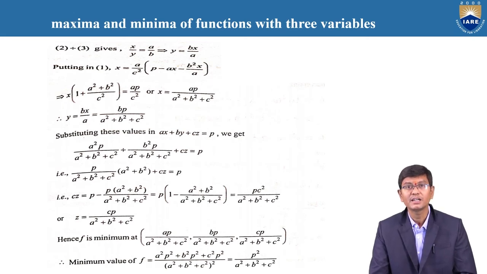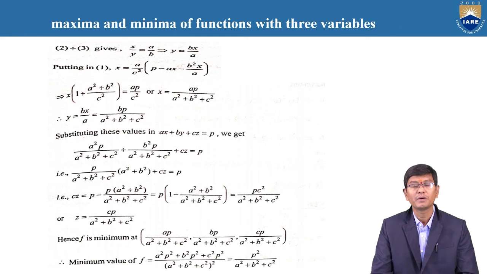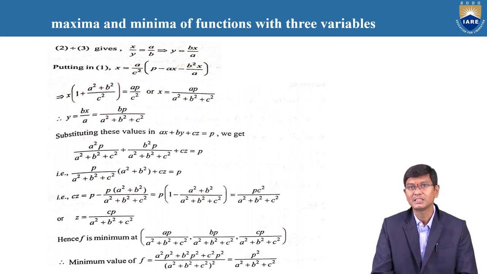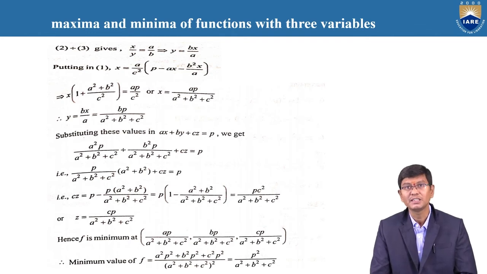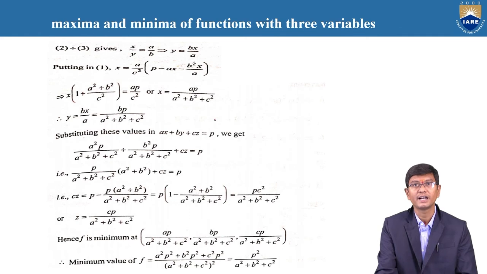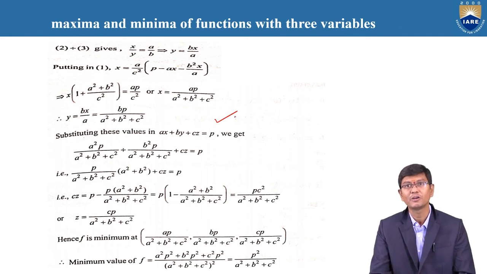Therefore, by solving the second and third equations, clearly we obtain that y is equal to bx by a. Therefore, by using that value, we obtain that y is bp by a square plus b square plus c square, and x is equal to ap by a square plus b square plus c square. Therefore, substitute these x, y values in the given constraint equation, ax plus by plus cz is equal to p.